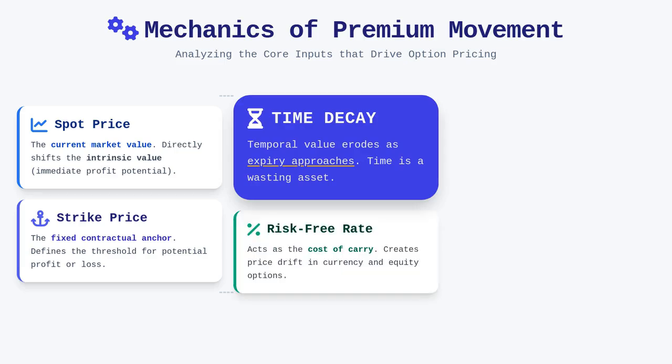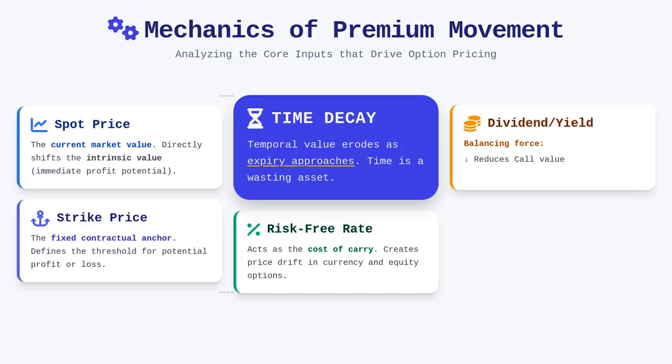The risk-free interest rate acts as the cost of carry for the position, which becomes particularly relevant in currency and equity options where the financing cost of the underlying creates a drift in the price. The dividend or foreign currency yield provides a balancing force, as payments made by the underlying asset during the life of the option will reduce the value of a call and increase the value of a put.